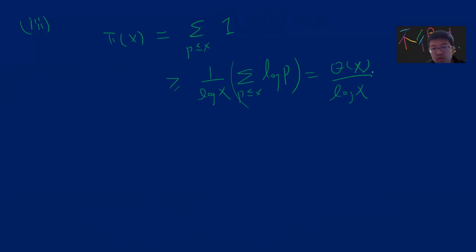Okay, so now if theta is x, then this pi of x is greater or equal to x divided by log x. So we get a lower bound. Let's do the upper bound. So this is a lower bound.